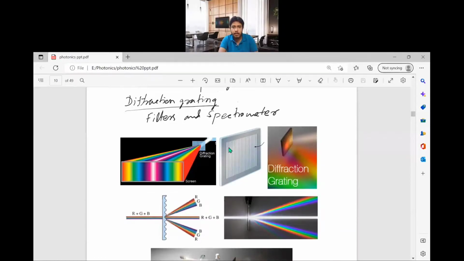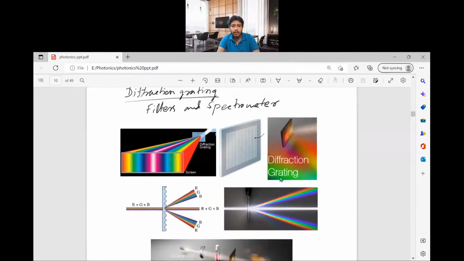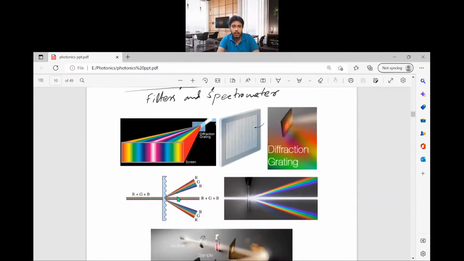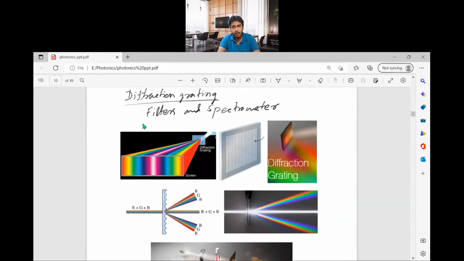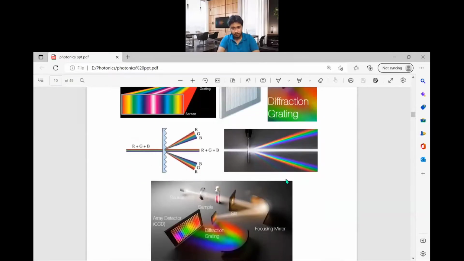A diffraction grating is a set of parallel plates of different thicknesses, so you have different refractive indexes. If light travels through this region, it will be reflected depending upon the different wavelengths. Different wavelengths will be reflected at different angles by the diffraction grating. Using that property, you can make a spectrometer or use it as a filter.